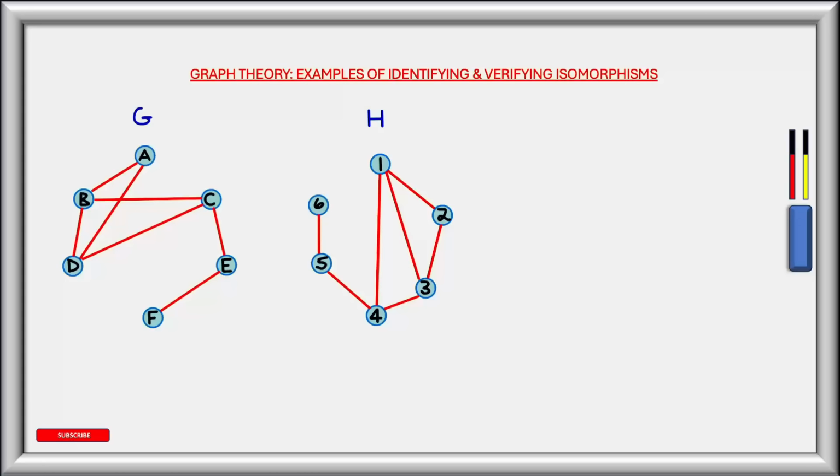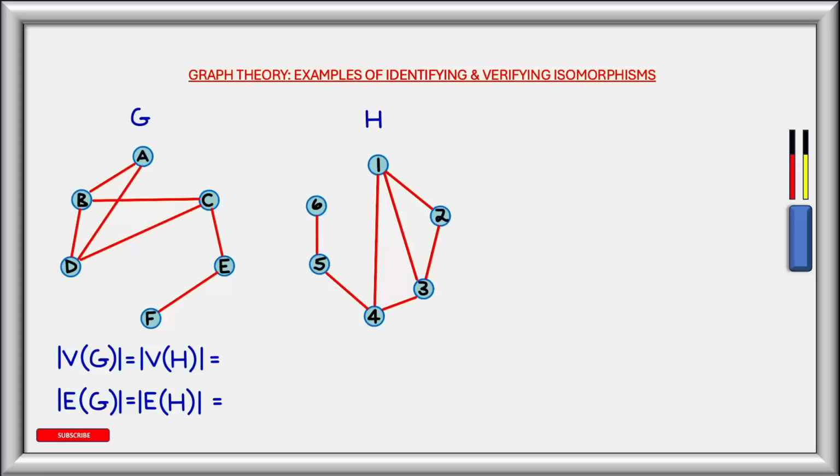In our next example, let's check these two graphs, G and H, to see if there exists an isomorphic relationship. And again, if you'd like to play along, pause the video now. So first, let's check that the number of vertices in each graph are equal. In graph G, we have 1, 2, 3, 4, 5, 6 vertices. And in graph H, we have 1, 2, 3, 4, 5, 6 vertices. So both graphs have 6 vertices and therefore an equal number.